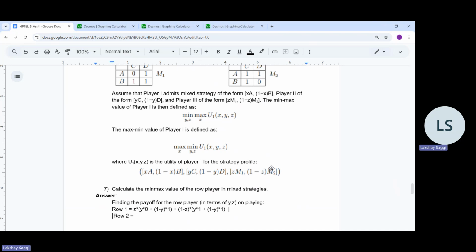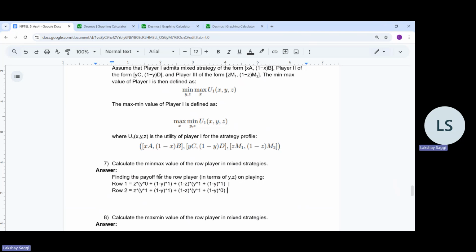If the row player decides to play row 2, again we'll have these kinds of entries, but just these values will change. So the first matrix is chosen with probability z, and if the first column is chosen in row 2, the payoffs become 1 comma 1. So this will become 1 and the second entry is still 1. And if the second matrix is chosen, the first payoff becomes 1 and the second payoff becomes 0. So this is the payoff for the row player on playing row 1, and this is the payoff for the row player on playing row 2. Maybe we should simplify these expressions a little if we can.